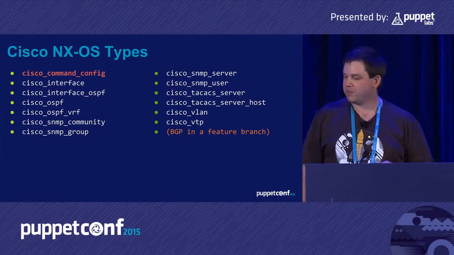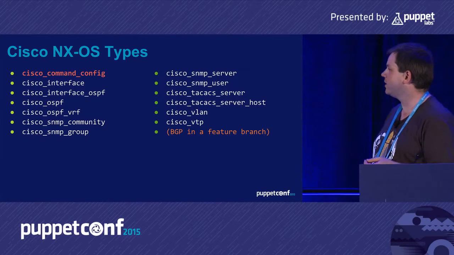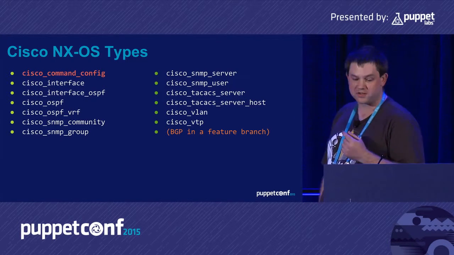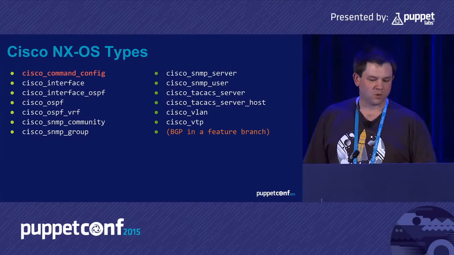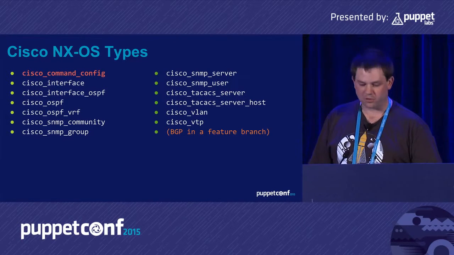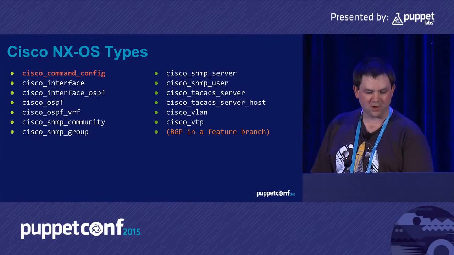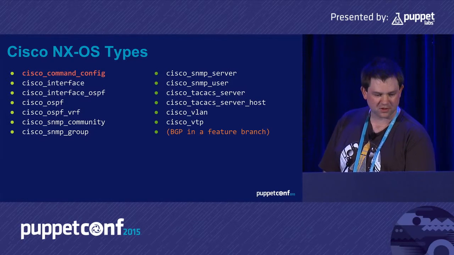Right now, I've been working with Cisco with their BGP types and providers, and that's in a branch at the moment. So we're waiting on some final review of that, and that branch will get merged. So you'll have more native BGP types on Cisco.